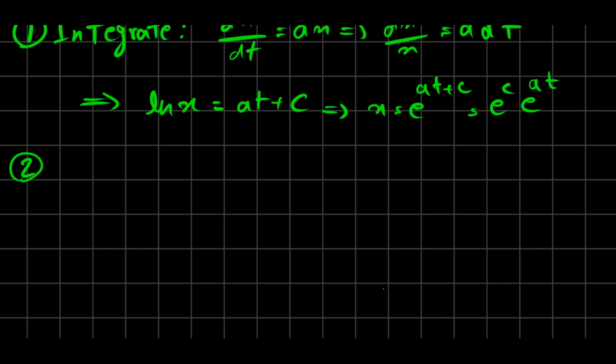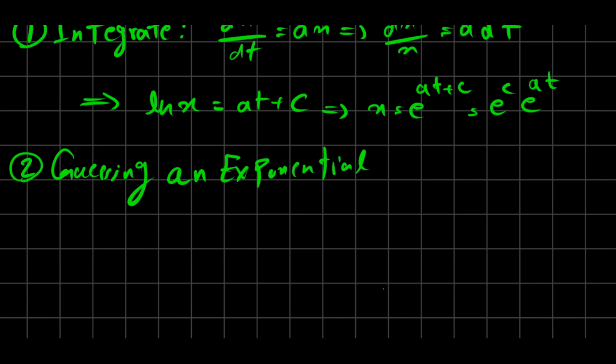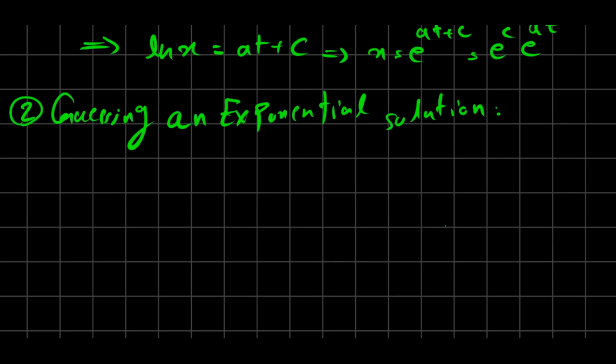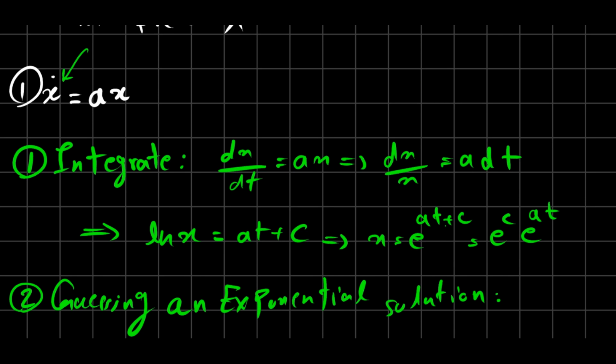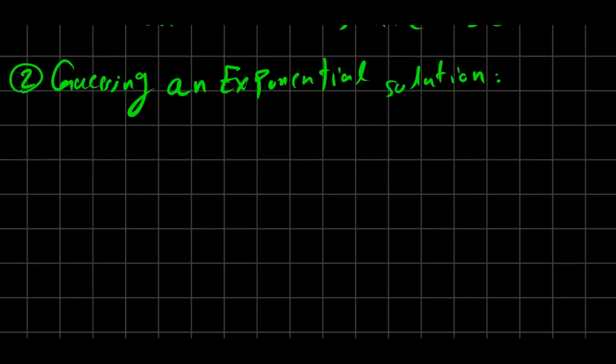But the second method is a method that I'm gonna teach you in this video. It is guessing an exponential solution. You can guess the solution sometimes in solving differential equations, and here you can guess an exponential solution because one of the functions whose time derivative equals something times itself is actually this function plus a constant maybe.